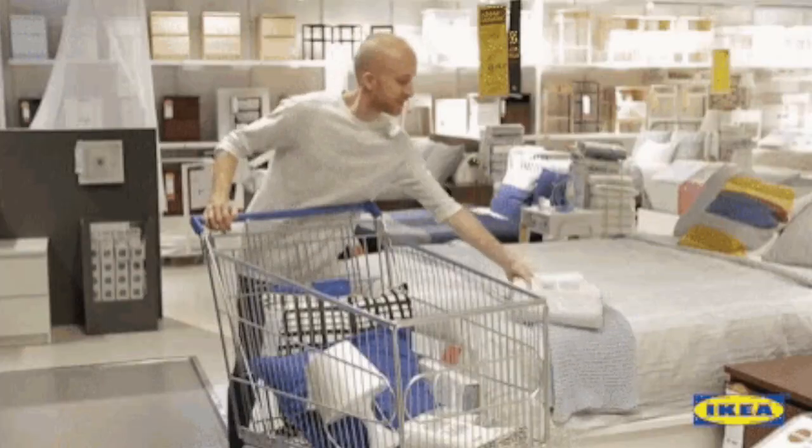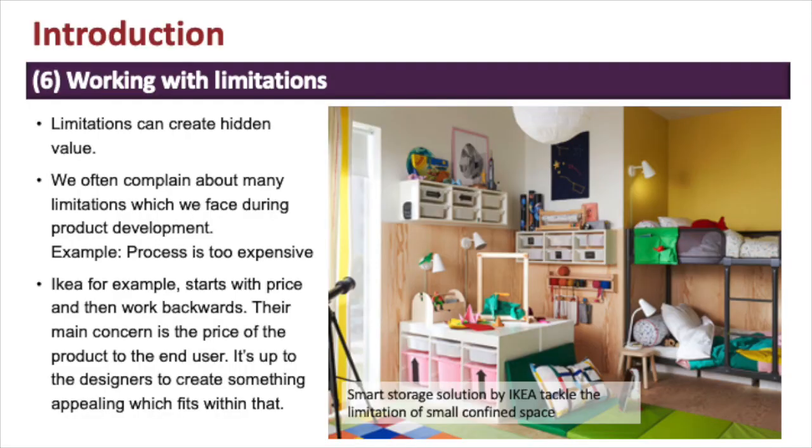IKEA, for example, have produced a very interesting range of furniture design, right? They mass produce their furniture, which makes it fairly more affordable for all people. IKEA starts their design work with the price limitation. So it works backwards. Their main concern is they have to make sure their design suits the price range of their potential market. So it's up to the designer how they can create something that is appealing and fits the user needs.